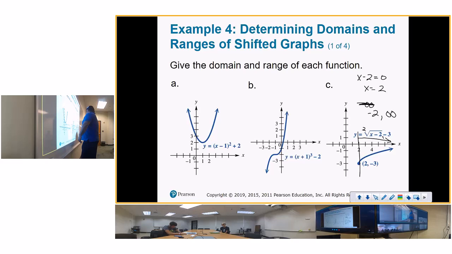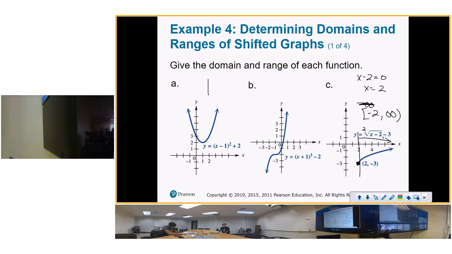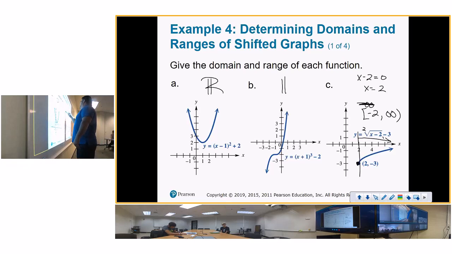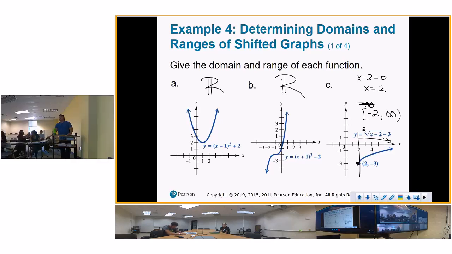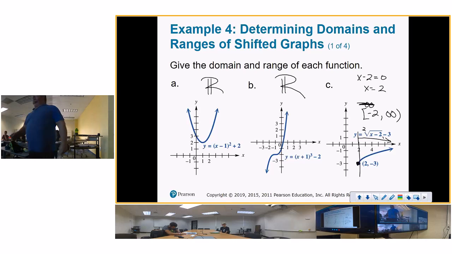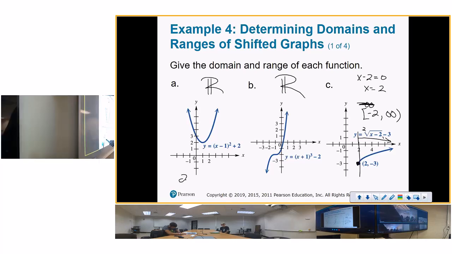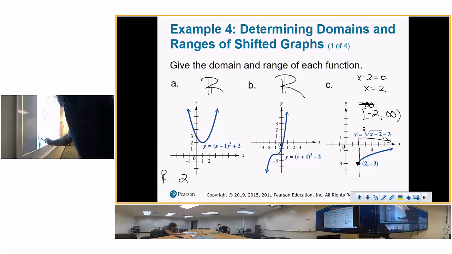Do I have a bracket? Yes, because this is solid. And parentheses go there. So there's your domain. All 3 of these domains are there. Now, what about range? What's the range on the parabola? 2 to what? Infinity. 2 to infinity is your range.